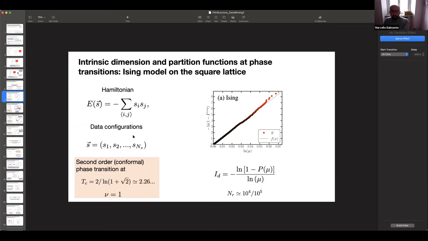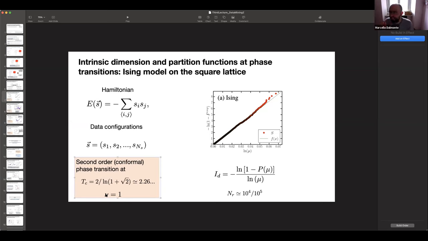We know already, of course, that this model is exactly solvable. We know what the value of the critical temperature is, it's 2.26. And this phase transition is conformal, which doesn't really matter for us. But what is important is that its critical exponent nu is equal to one. Remember, the critical exponent nu is the one related to the scaling of the correlation length.